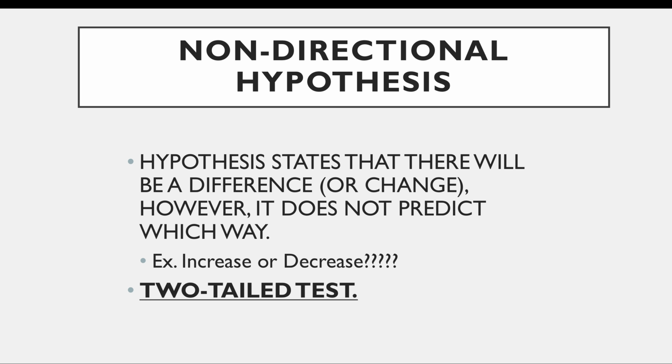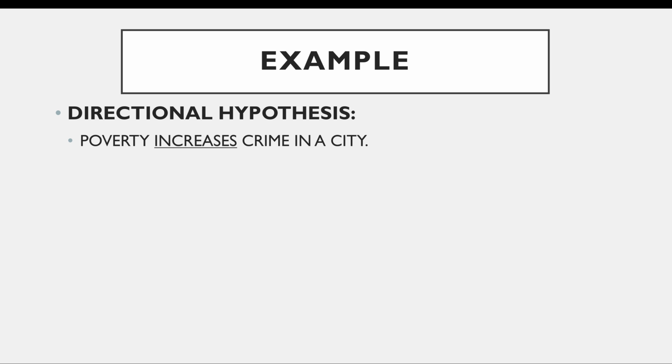Why? Because we don't know what it's going to do. If it's going to increase, decrease. So that's why we are doing a two-tail test. Let us do a quick example, a fairly easy example. For a directional hypothesis, the example is that poverty increases crime in a city.